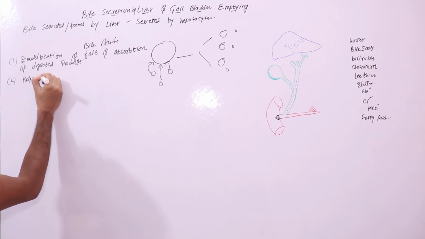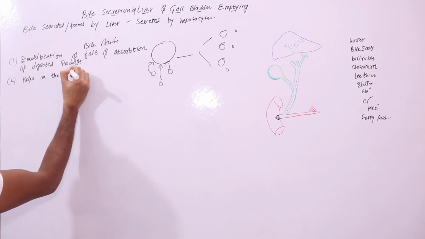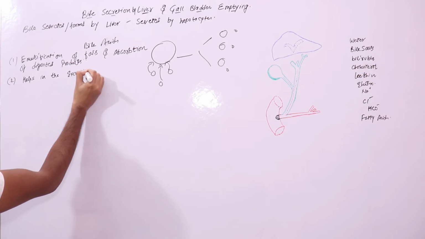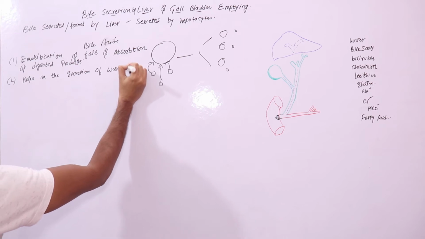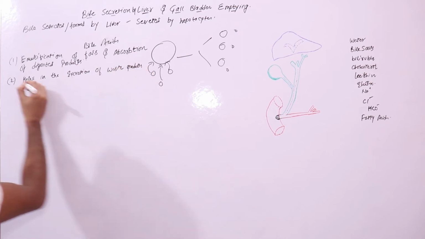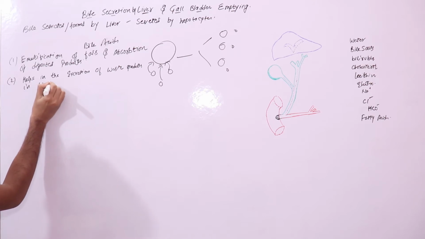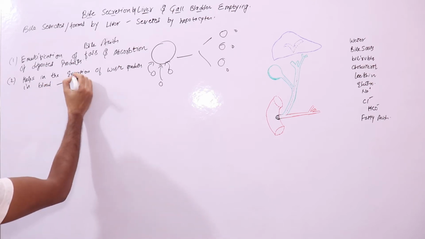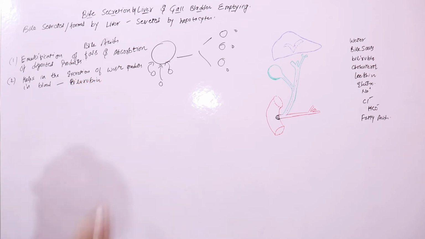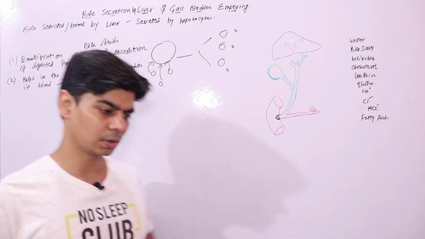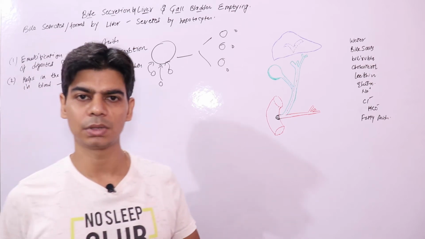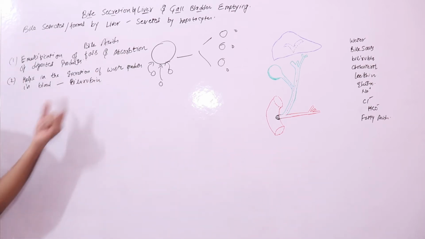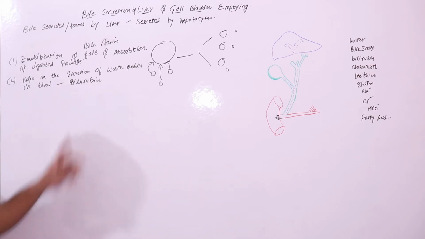Its second important function is that bile acids help in the excretion of waste products in blood, which is your bilirubin. Bilirubin is an olive green colored liquid, or a yellowish brown colored liquid, and this bilirubin is formed from hemoglobin.